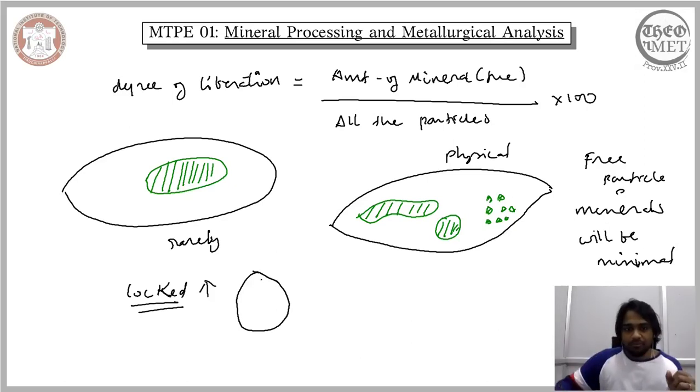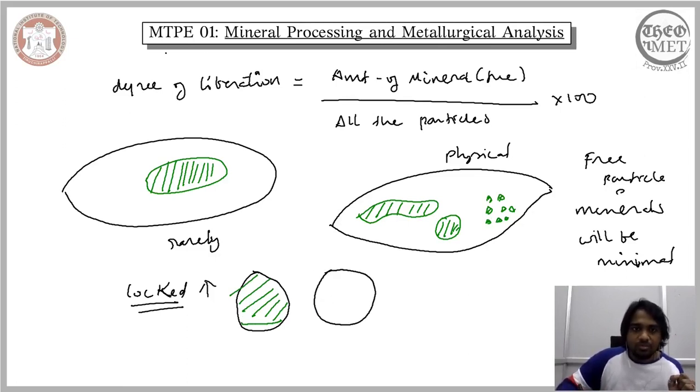A large portion of it will be something like this. So the large portion of it will be locked particles, and these locked particles will also have different features. One of the locked particles might have a large portion of our desired mineral, and in contrast, another locked particle will have a very small portion of our desired mineral.